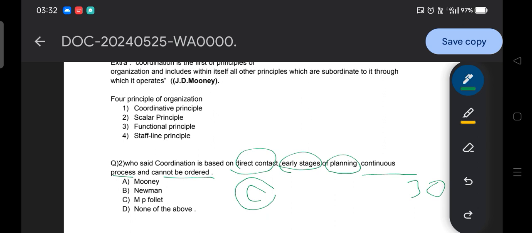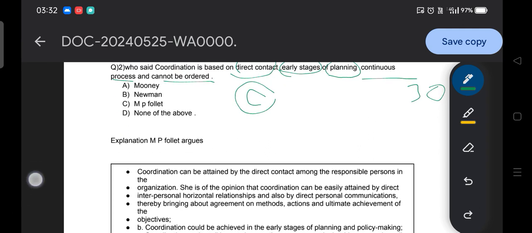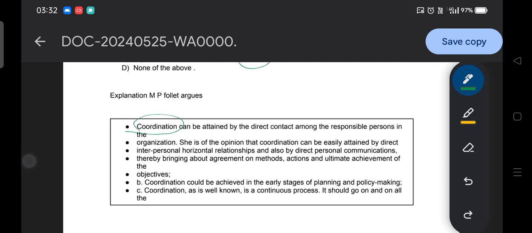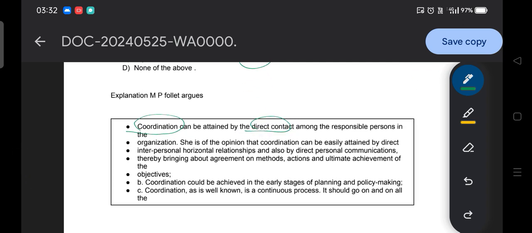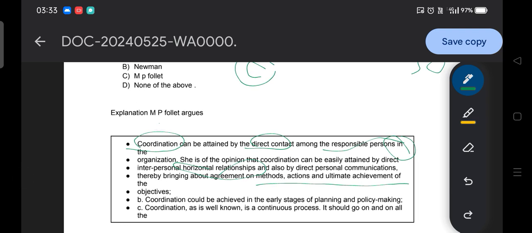So this kind of question was asked in our last examination. Let's see the explanation of M.P. Follett. What M.P. Follett argued is that coordination can be attained by direct contact among the responsible persons in the organization. This is the opinion that coordination can be easily attained by direct interpersonal horizontal relationships and by direct personal communication, thereby bringing about agreement on method, action and ultimately the achievement of the objective. So coordination, according to M.P. Follett, should be direct contact.